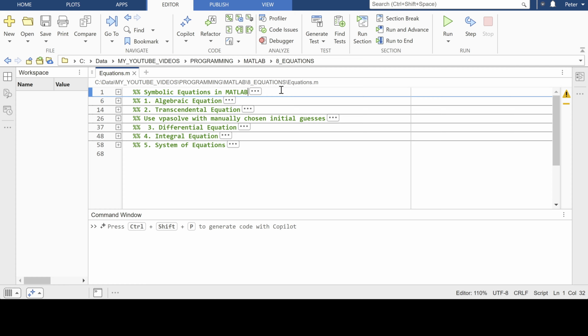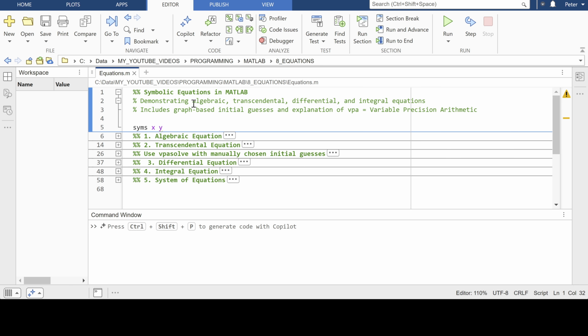In this lesson, we dive into one of the most powerful capabilities of MATLAB's Symbolic Toolbox, solving equations. From simple algebraic equations to advanced transcendental, integral, and differential equations, MATLAB can solve them symbolically or numerically. We'll also learn how to use graphs to choose good initial guesses and understand how MATLAB's VPA, variable precision arithmetic, helps find accurate solutions.